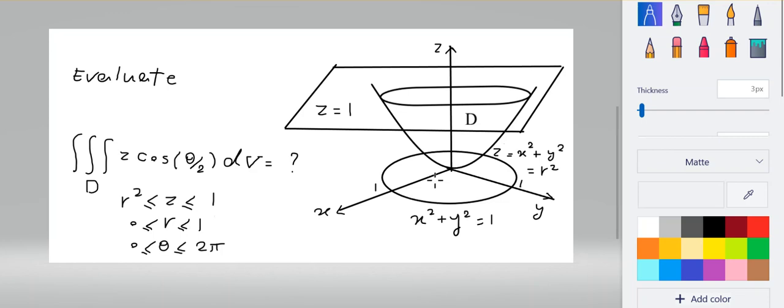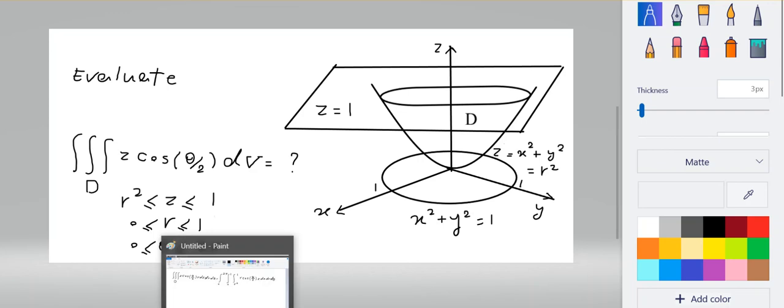Now how do you describe this unit circle in the polar coordinate system? We have done this. So you can say r is from 0 to 1, and theta is from 0 to 2 pi. So these are the limits for r and theta. So now we can set up the integral and go ahead.